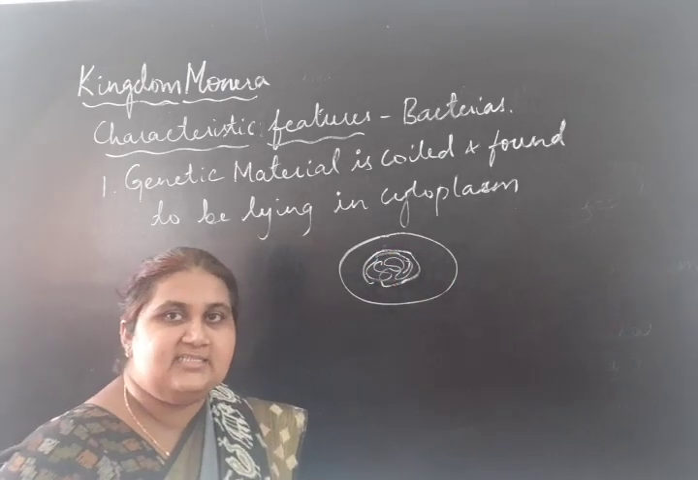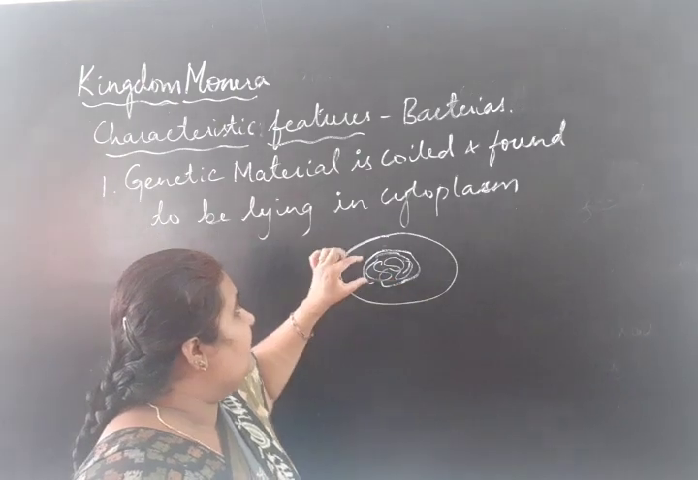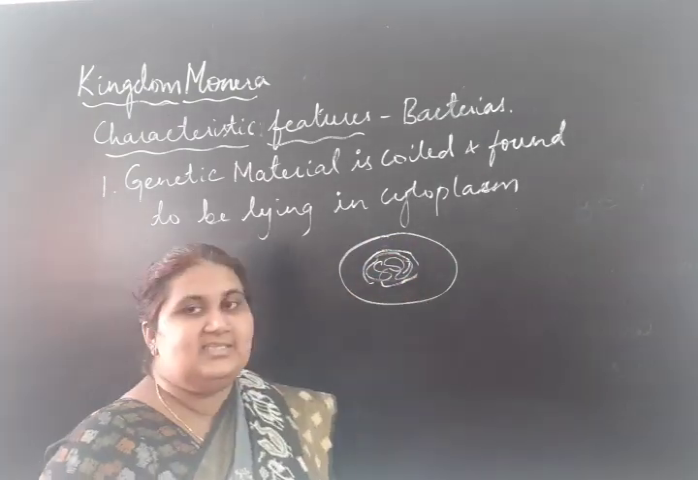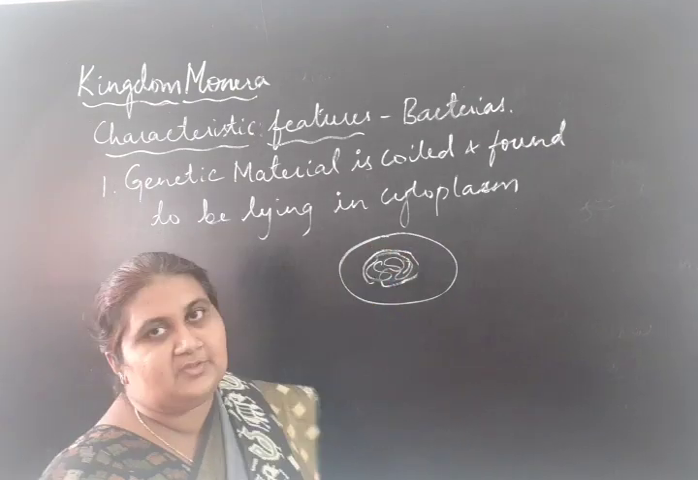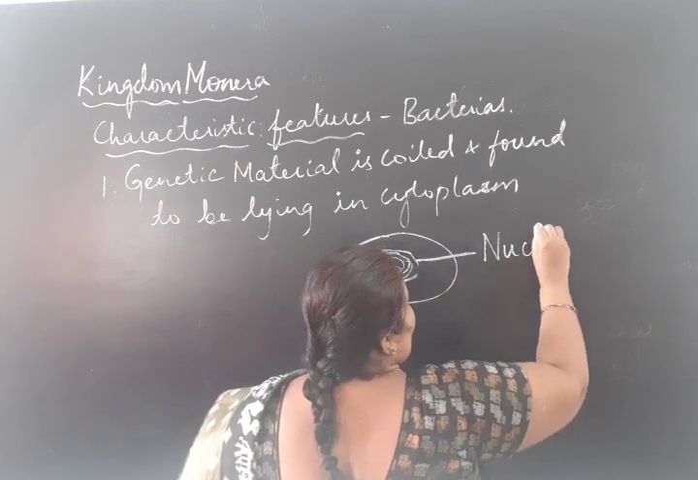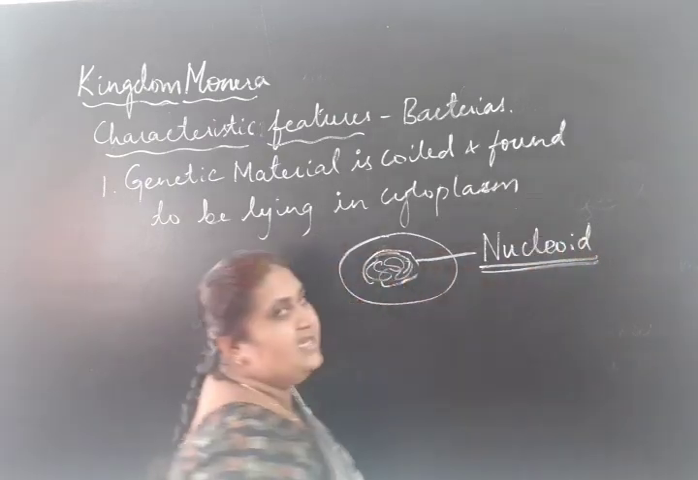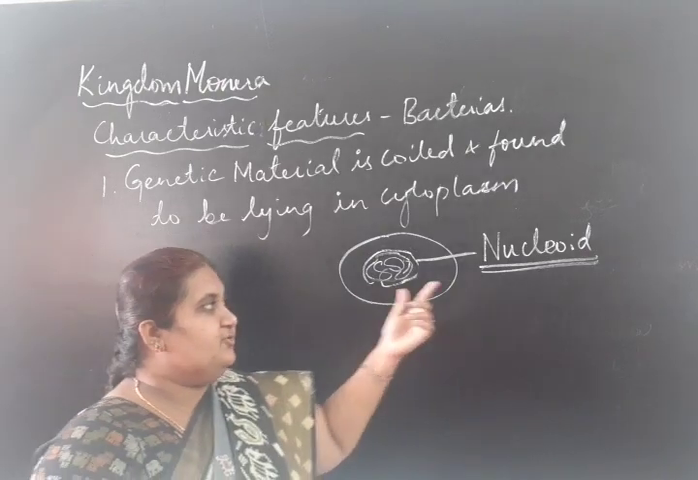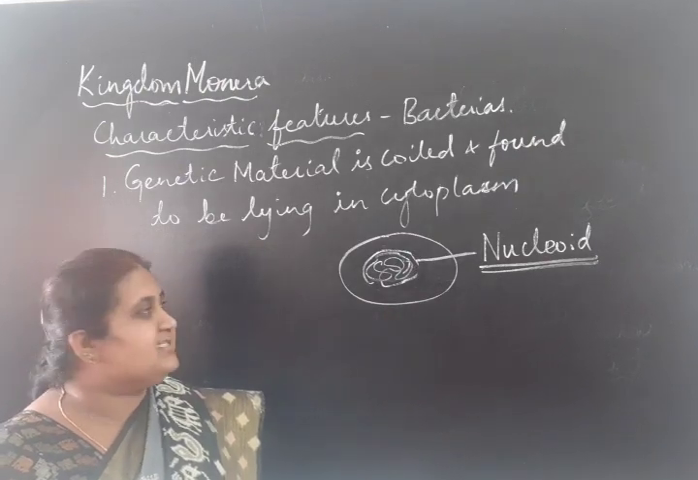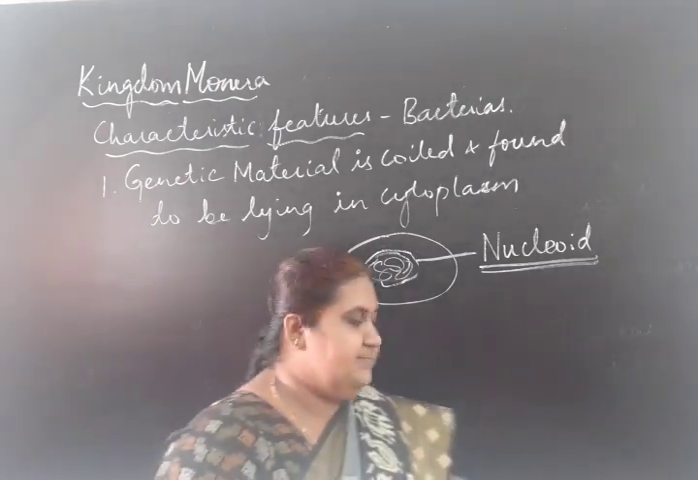In the cytoplasm. Why does it appear like this? It seems to be present in the cytoplasm because there is no covering nuclear membrane surrounding the genetic material. There is no defined nucleus. This condition we call nucleoid. The nucleoid condition is found in all the bacteria. So what is nucleoid? The genetic material in bacteria, which is found in the cytoplasm.